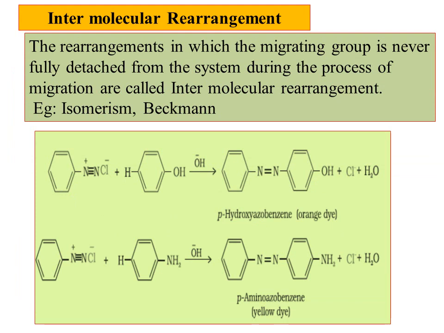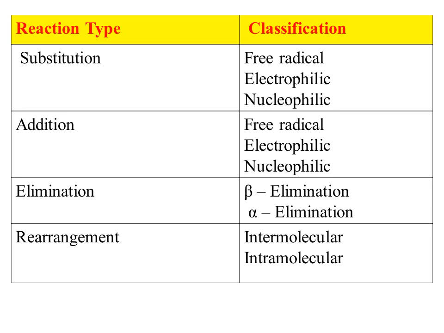The next one is called intermolecular rearrangement. The rearrangement in which the migrating group is never fully detached from the system during the process of migration is called intermolecular rearrangement. One is called intra, within the molecule it gets detached and again it is attached. In another case, it is not detached at all. It will be there inside. Such type of rearrangement we are going to call intermolecular rearrangement.